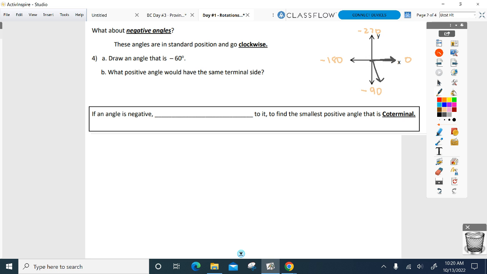What's the only thing that's going to change now? Rotational arrow. It starts on the x-axis, but where am I going to draw it now? Clockwise, right? This is the angle I want. So if it's negative, make sure you draw your arrow in the clockwise direction.